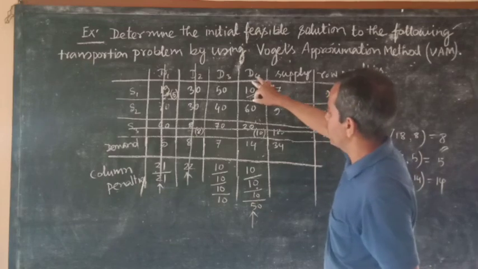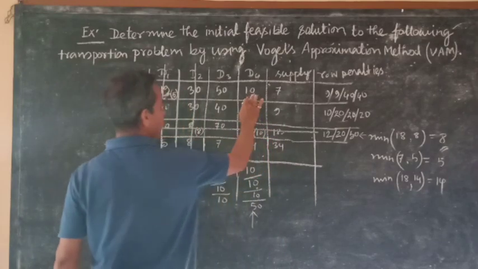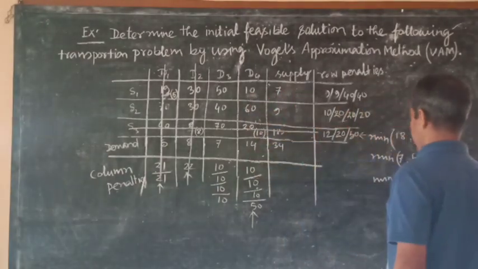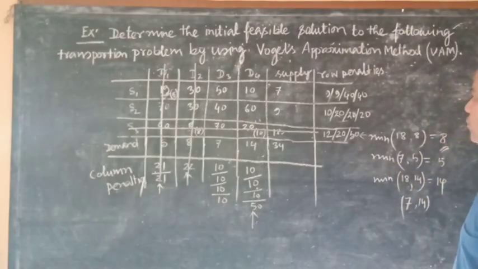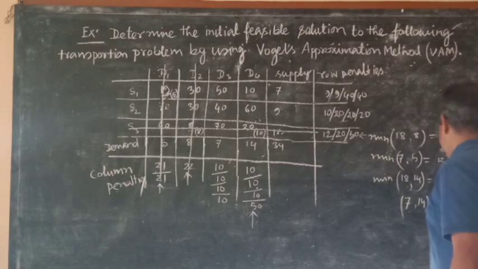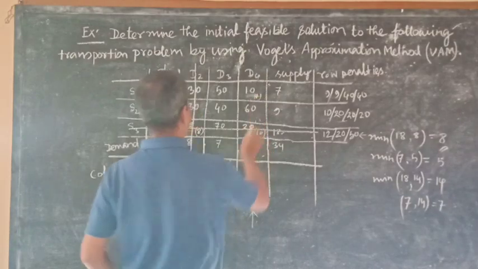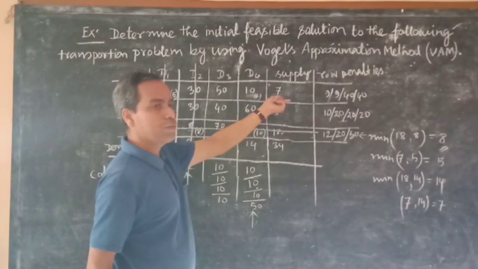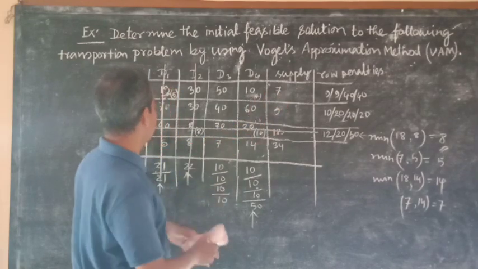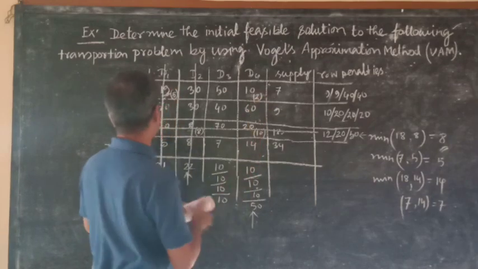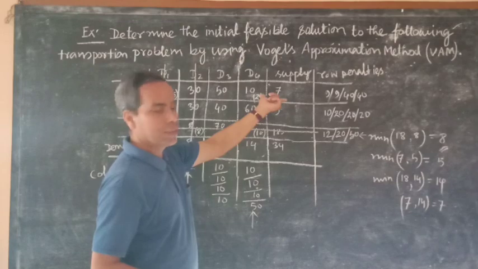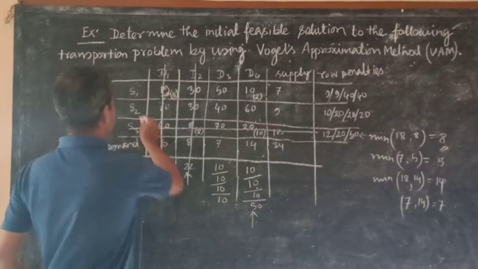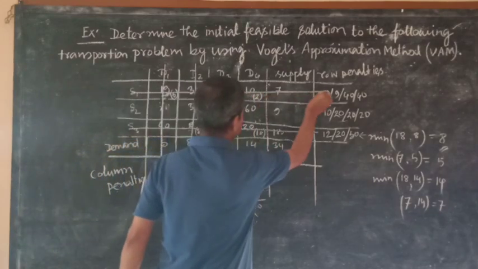So you consider this column. In this column the smallest value is 10. 10 is associated with 7 and 10 is associated with 40. So the minimum value is 7, so you can allocate 7. But when you allocate 7, S1's maximum supply will be exceeded, so you cannot allocate 7. You can allocate in here 2 only. Then S1's maximum supply will be fulfilled. When S1's supply is fulfilled, cross these rows. Okay.